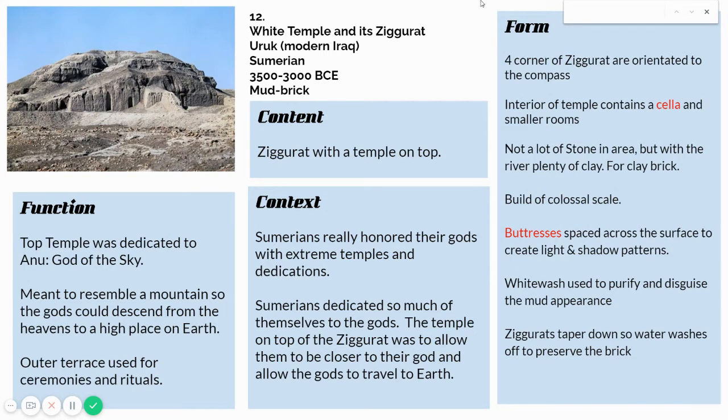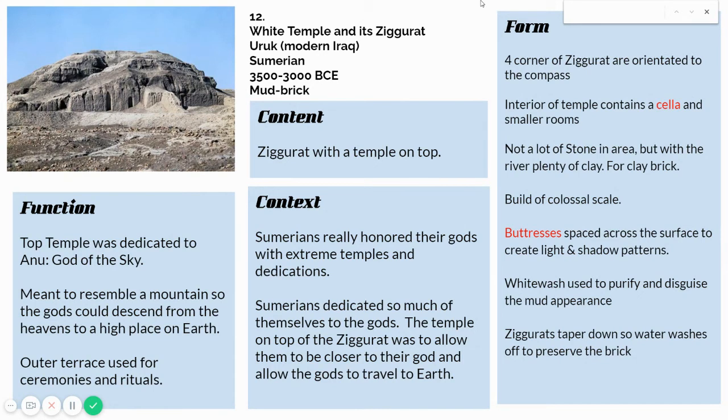Since there is not a lot of stone in the area, and we talked about that in our introductory slideshow, a lot of these structures were built with what's called mud brick. Basically, they would use the mud that came from the nearby river valleys and form it into large brick shapes and work with them like you would large bricks. So it's basically a form of clay, for lack of a better term. The difference is it's built on an extreme, colossal scale.